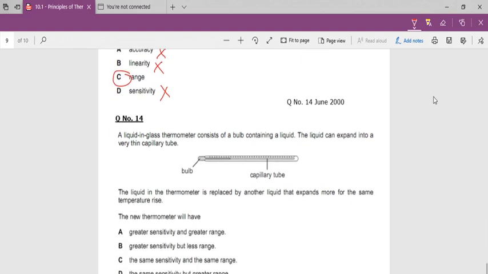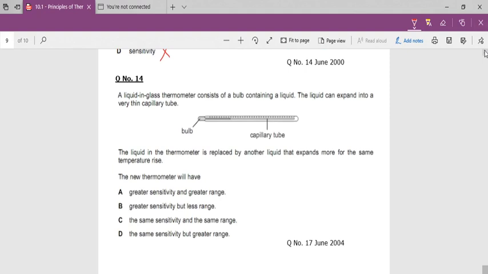And second last question from your assignment. A liquid in glass thermometer consists of a bulb containing a liquid expanding in a very thin capillary tube. Okay, the liquid expands. The liquid is replaced by another that expands more for the same rise. The new thermometer will have. Question number 14. I already told you that the sensitivity will be greater, but the range will be less in this case because you are not changing the size of the thermometer. So option B will be the valid option.